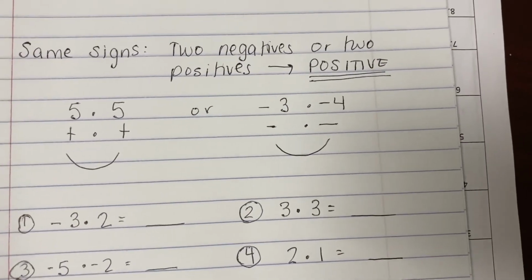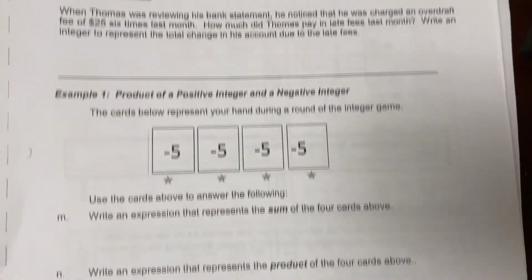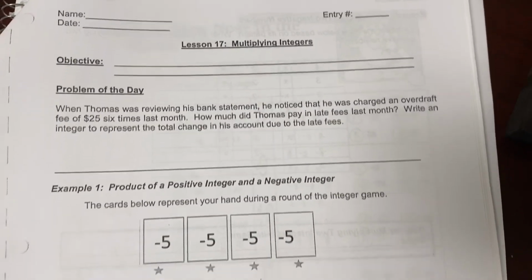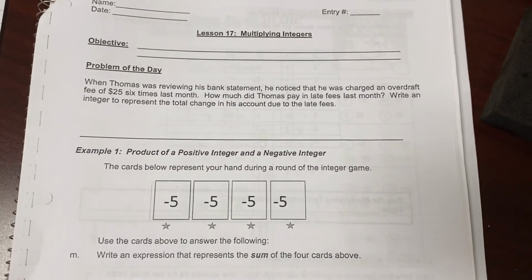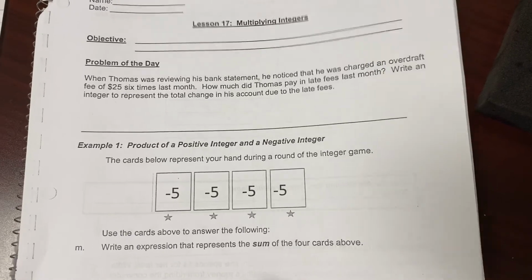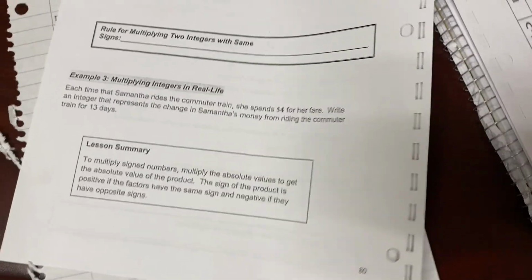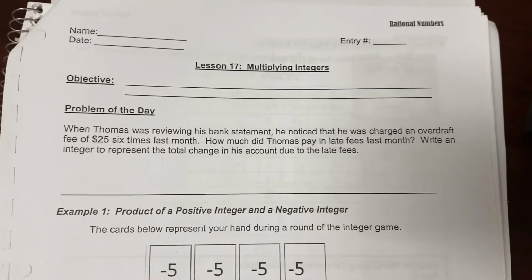So right now, after you're done, this is the page it looks like, lesson 17, page 79. That is what we are doing in class. Also, we are doing page 80 and the extra worksheet that is attached to Google Classroom. Okay, let's get going.